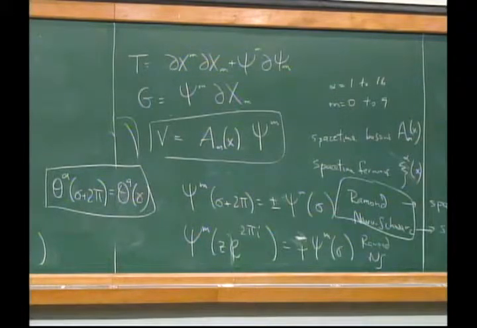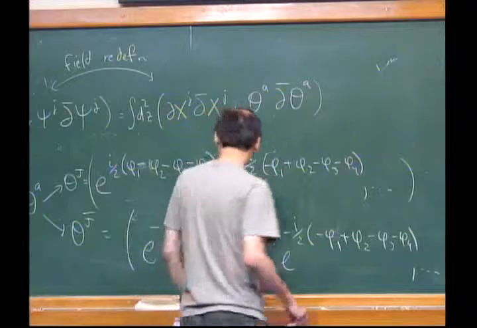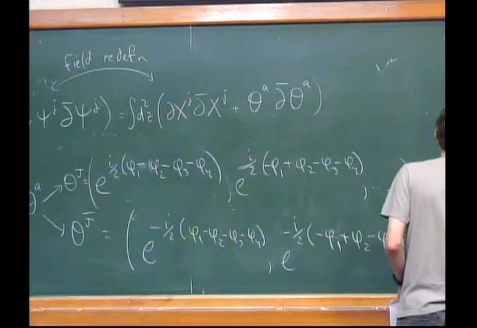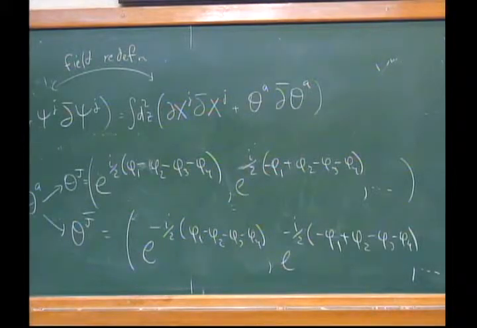Okay. Now, why is this important? Well, when we do the computation of the scattering amplitude, the idea was now we have a scattering amplitude computation in which there's no more any sum over spin structures.